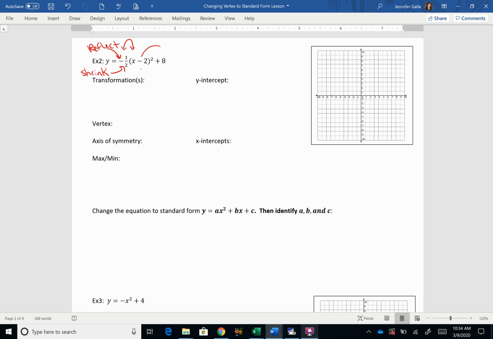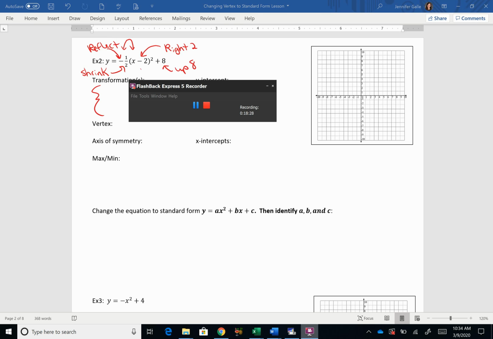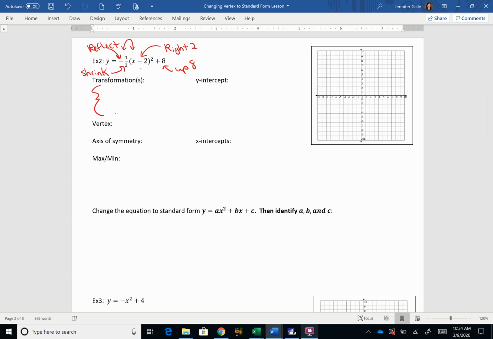Do the parentheses. When we subtract in the parentheses, which way are we going? We're going right. Yeah, very good, guys. We're going to go right 2. And then the plus 8 is going to make me go up 8. Now again, guys, those are your transformations. So you don't have to rewrite those there. If you like doing the arrows, guys, that's fine. If you like listing them, list them. So then our vertex, we go right 2, up 8. So everything's going to be positive. Right's positive, up's positive.